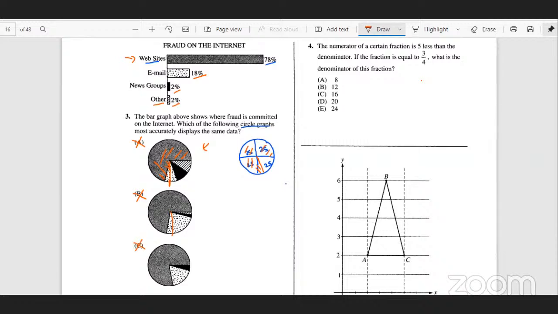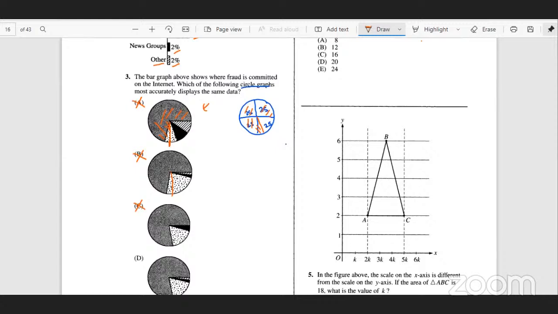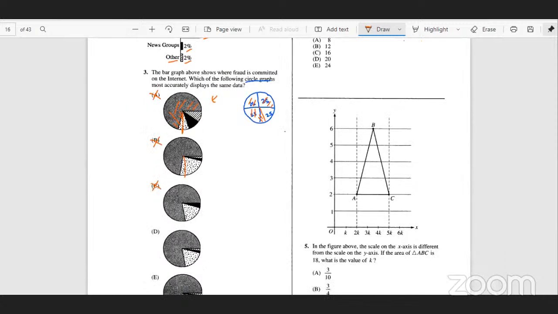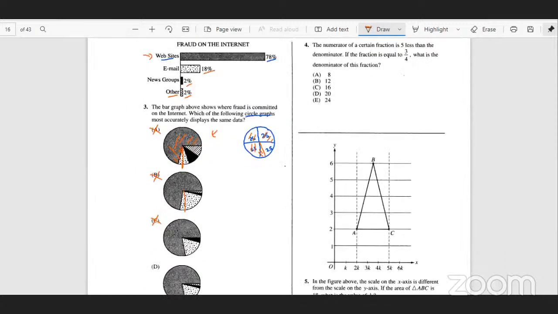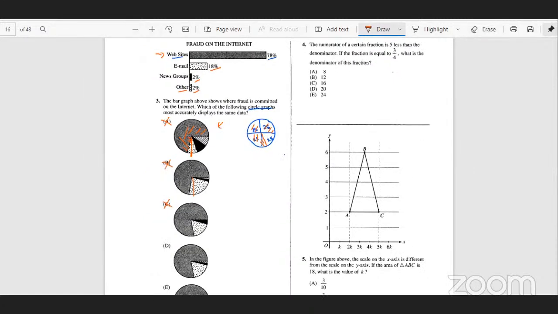Let's talk about D option now. Again, I'll zoom out a bit. So this is the D option. In this option, yes, website looks like it is 78% because it is more than 75. And newsgroups and other, like this part and this part, are the same, which should be 2% and 2%. It looks like that. And for email, it should be 18%. And it certainly looks like D is the answer.